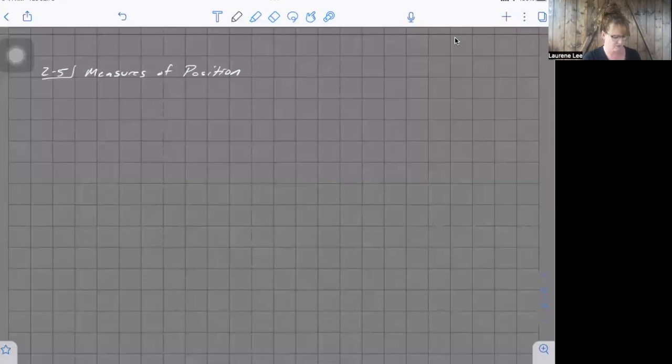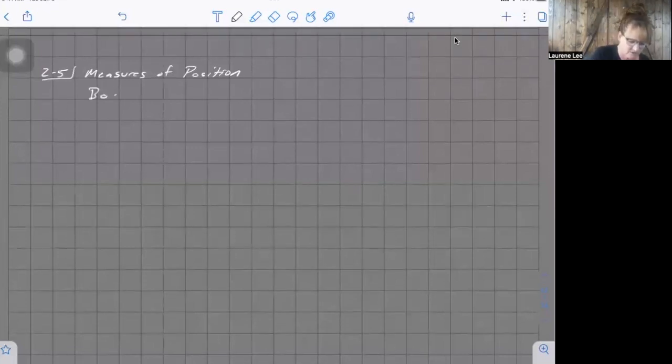So let's start with a data set. What we're going to do is we're going to make a box and whisker plot. Funny name. And let's start with a data set. And if you want to, as I'm writing this out, you can enter this in a list in your calculator and follow along. I'll remind you how to do that in a minute.